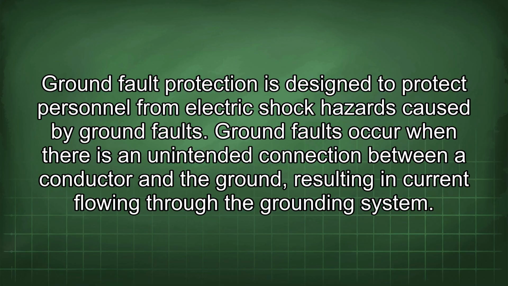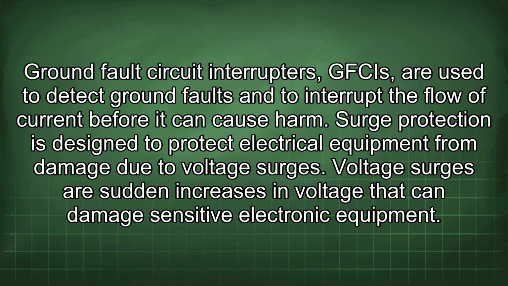Ground fault protection is designed to protect personnel from electric shock hazards caused by ground faults. Ground faults occur when there is an unintended connection between a conductor and the ground, resulting in current flowing through the grounding system. Ground fault circuit interrupters, GFCIs, are used to detect ground faults and to interrupt the flow of current before it can cause harm.